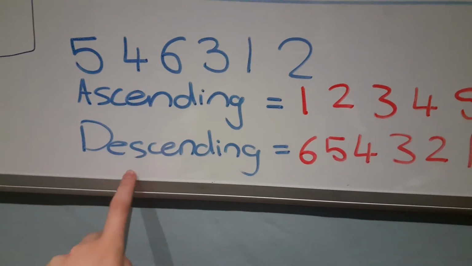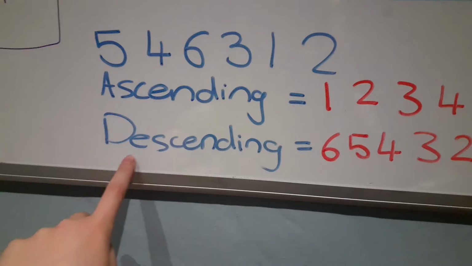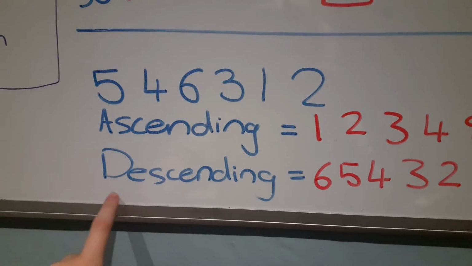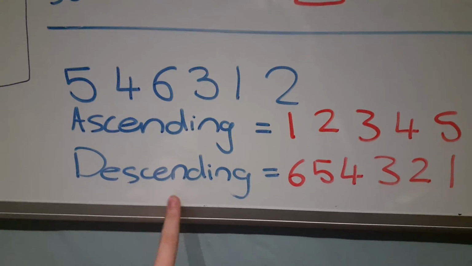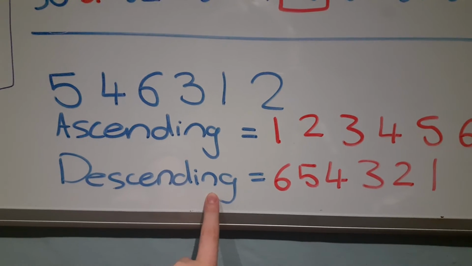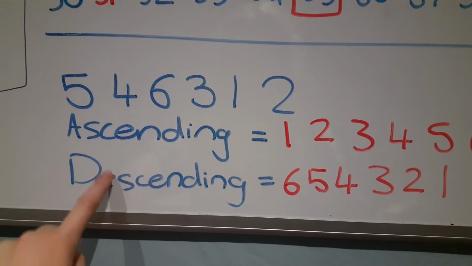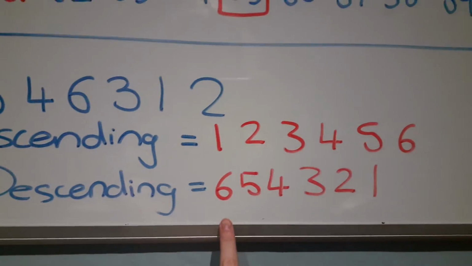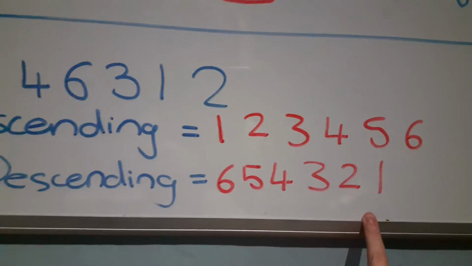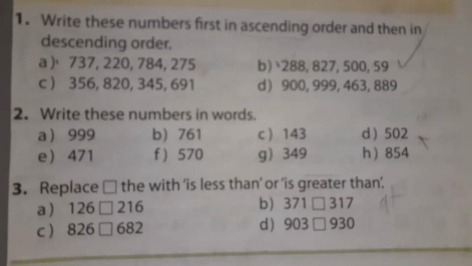Now, in descending order, it starts with a D. And D is down. So if you want to remember what descending order means, it's going D, down. 6, 2, 1, down the number line. Okay.